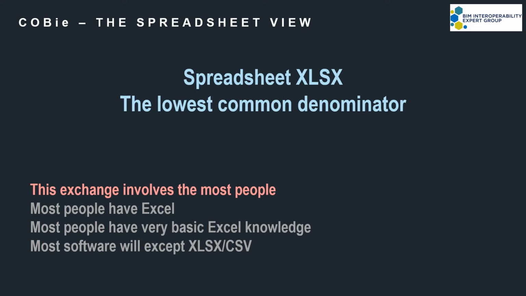However, the unique thing about COBie as an MVD is it has a spreadsheet representation. No other MVD has this. And the reason for using the spreadsheet format is because if you think about it, this exchange involves the most people on the project, so it has to cater far and wide. And when it comes to data, spreadsheets are unfortunately still our lowest common denominator.